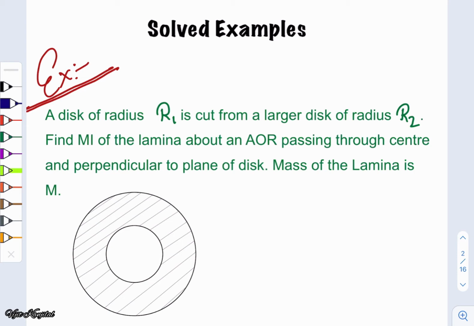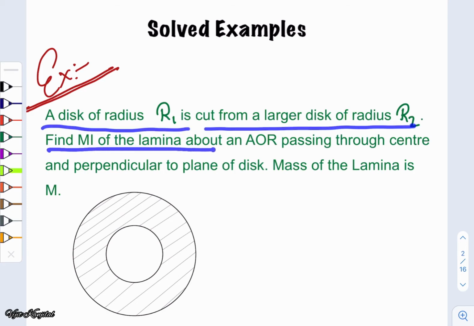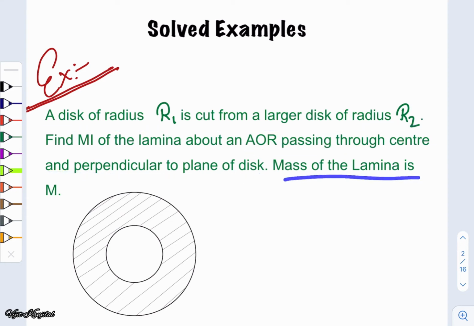What we are given is, the question reads as, a disk of radius r1 is cut from a larger disk of radius r2. Find the moment of inertia of the lamina about an axis of rotation passing through the center and perpendicular to the plane of the disk. The mass of the lamina is m.